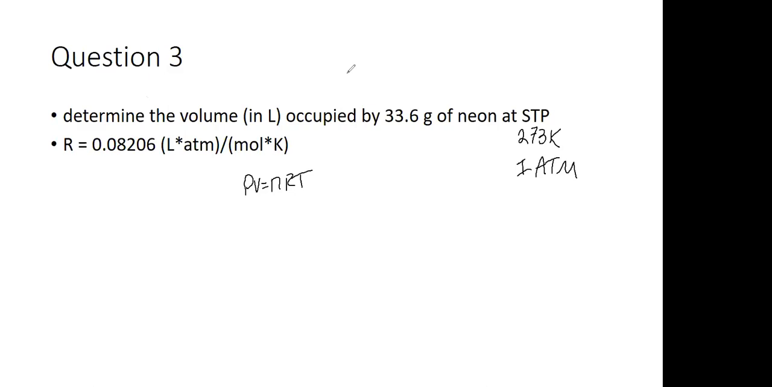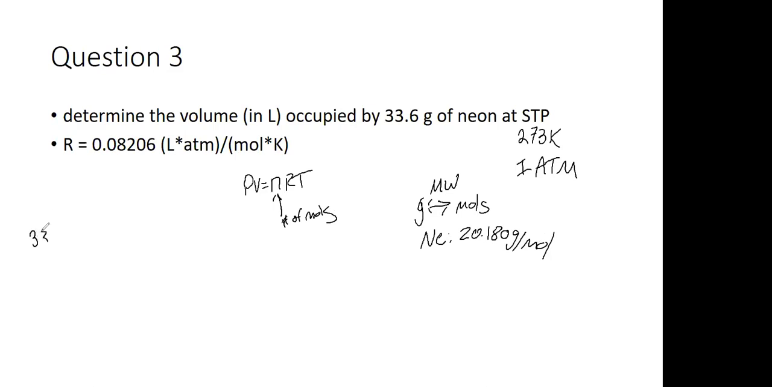Okay, so if you haven't figured out the secret to this problem yet, remember the gas law, PV equals NRT. N stands for number of moles. And I give you grams. So you need to convert from grams to moles. And remember, the way we convert from grams to moles is molecular weight. So we look on the periodic table for the molecular weight of neon. Neon has a molecular weight of 20.180 grams per mole. So I need to figure out how many moles is 33.6 grams of neon. I have 20.180 grams of neon for every one mole of neon. Grams cancel out. I'm left with moles. And this is 1.67 moles of neon.